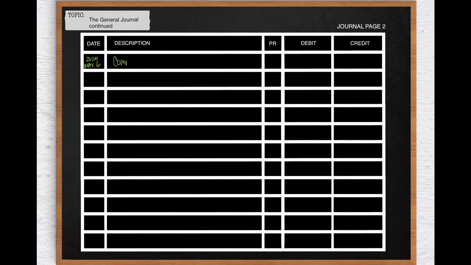And remember, you want to put the account that's being debited first. In this case, it's the computer account. You want to indent it for all your credits. The first credit is cash. And we have actually another credit. So you want to line it up with the previous credit account, which is cash, and your second credit is accounts payable. Notice they're lined up together, the same spacing, because they are both credits.